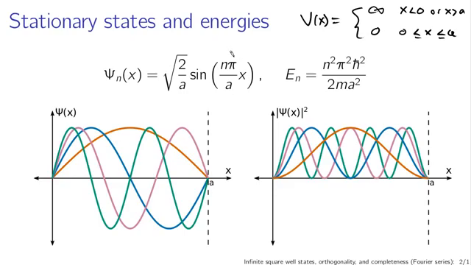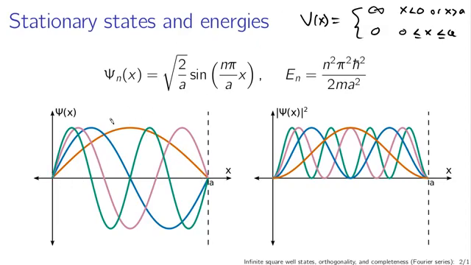And you get n pi over a times x as your argument to the sine functions. And you normalize them properly, you get a square root of 2 over a out front. The energies associated with these wave functions, and this energy now is the separation constant in the conversion from the time-dependent Schrodinger equation to the time-independent Schrodinger equation, are proportional to n squared, that index. The wave functions themselves look like sine functions, and they have an integer number of half wavelengths, or half cycles, in between 0 and a.